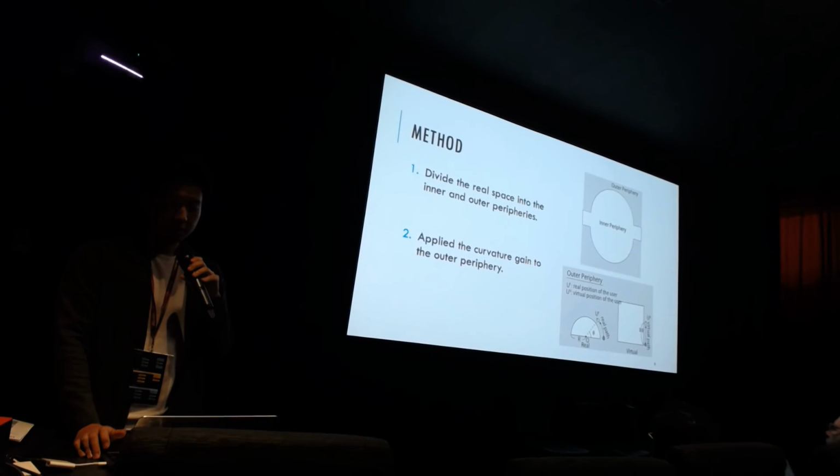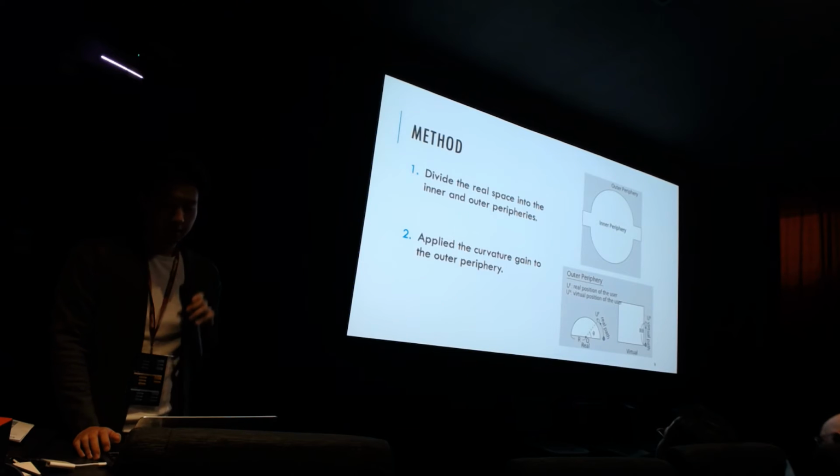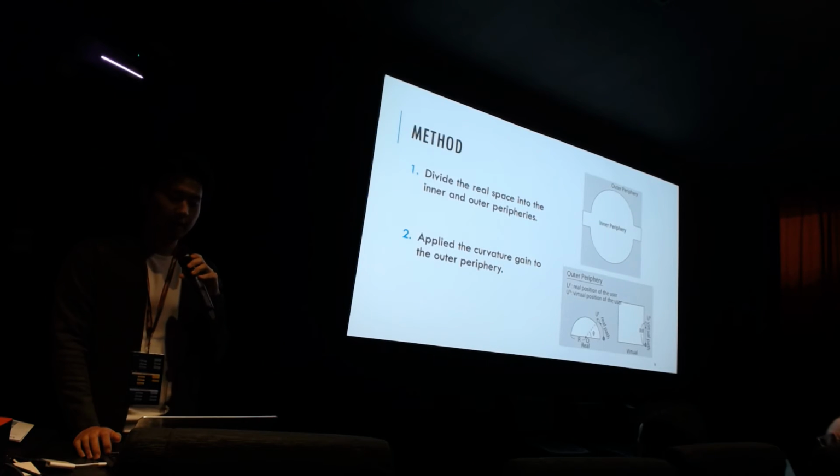To map the real space and the virtual environment properly, we divided the real space into the inner and outer peripheries. In the inner periphery, we map the position and orientation of a user's head and hand with a one-to-one correspondence to the virtual camera and virtual hands. On the other hand, in the outer periphery, we apply a customized curvature gain to change the position and orientation of the user's hand and head.